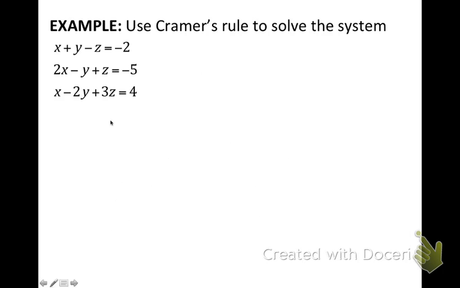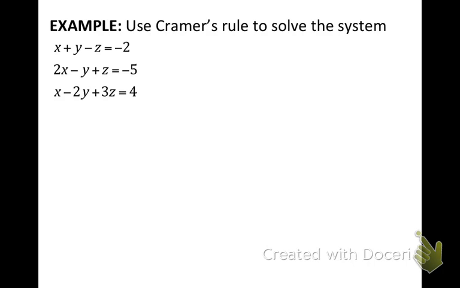All right, here we go. So we got x plus y minus z equals negative 2. 2x minus y plus z equals negative 5. x minus 2y plus 3z equals 4. If that got thrown into my face, the first thing I would be thinking is, let's eliminate those z's. Can we write that on the board and then go back to it? Yes.